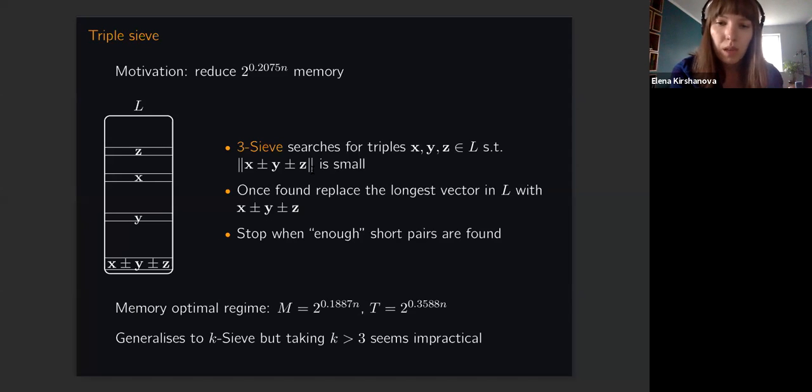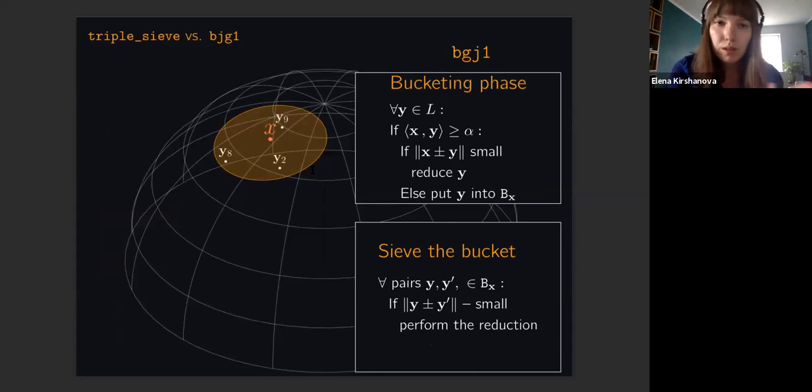You could be even more paranoid about memory, and you can generalize 3 sieve to K sieve, but for implementation reasons, increasing K to more than 3 seems to be impractical, while K equals 3 seems to be a good choice. And the way we do it is as follows. It's in particular good to choose K equals 3 in view of the implementation of the BGG1 sieve, and here is why. If you remember what I've just explained about the BGG1 sieve, we had 2 phases, the bucket phase and the sieve phase.